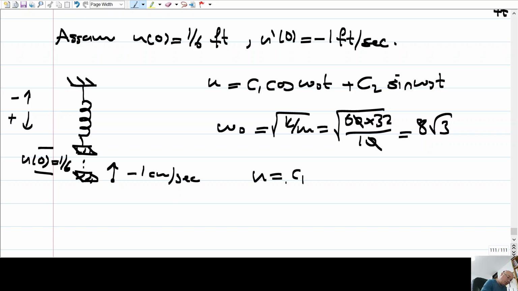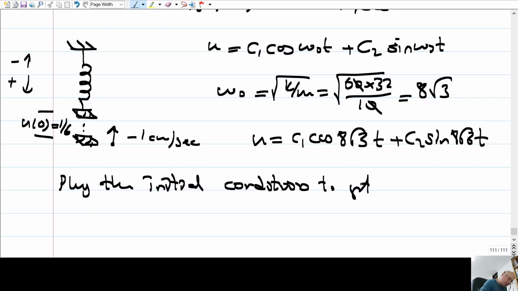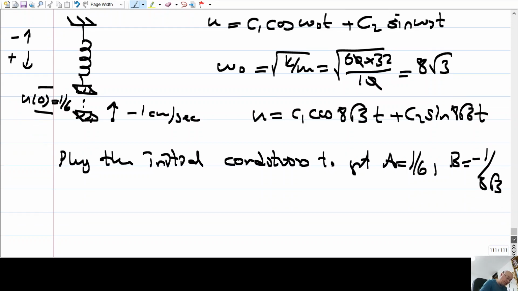Then this is C1 cosine 8 times square root of 3 t plus C2 sine 8 times square root of 3 t. And if you plug in the initial conditions, you get A equals 1 over 6 and B is minus 1 over 8 square root of 3.